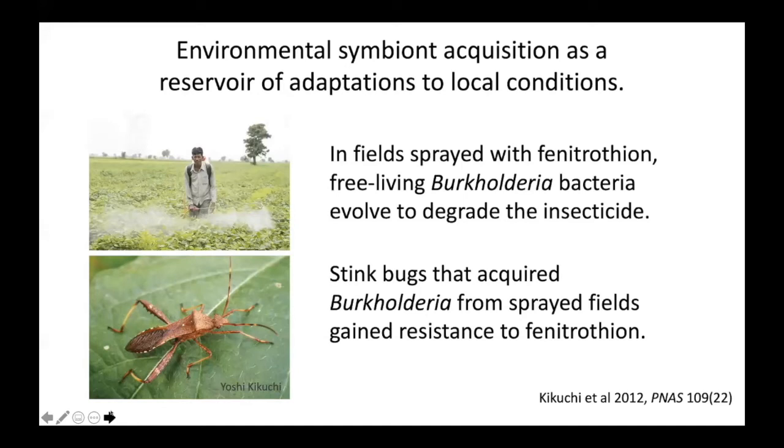So this suggests a possible benefit of picking up your symbiont from the environment instead of getting it from your parents, because these insects haven't been exposed to the insecticide before. So there's no way that a vertically transmitted symbiont could have evolved to protect them. But in this case, the insect is actually taking advantage of bacterial adaptation in the environment to local conditions prior to the insect becoming associated with that bacterium.